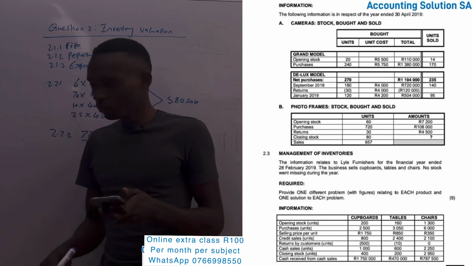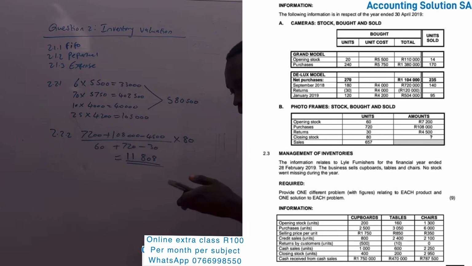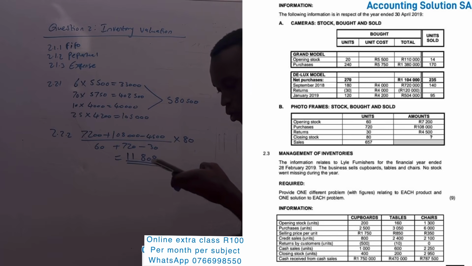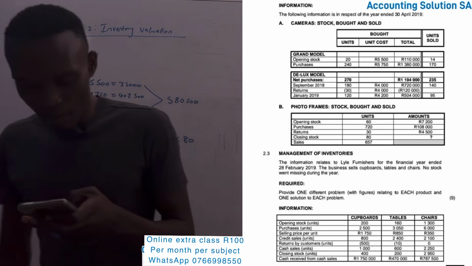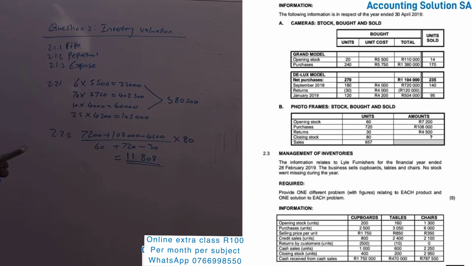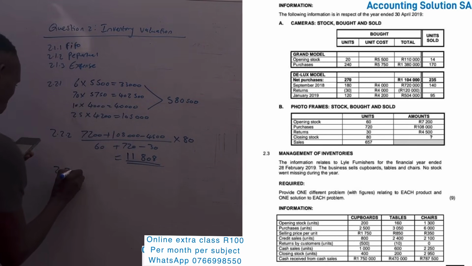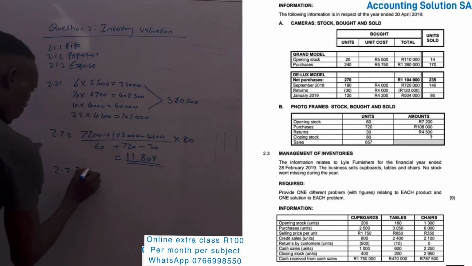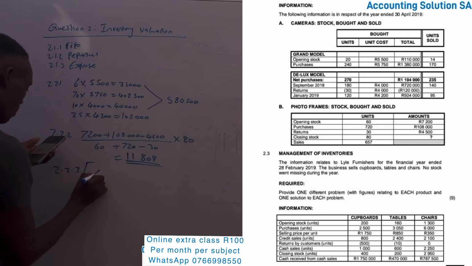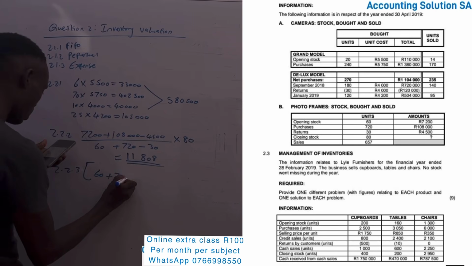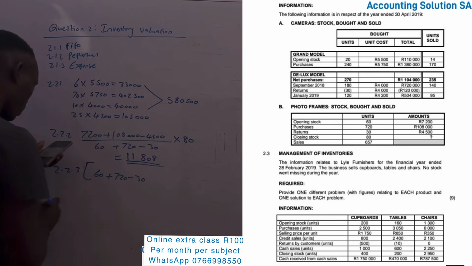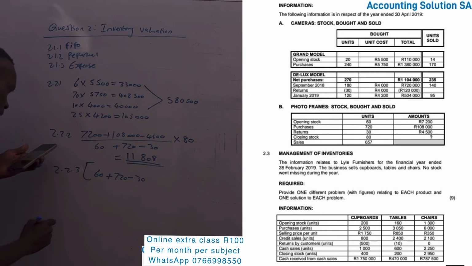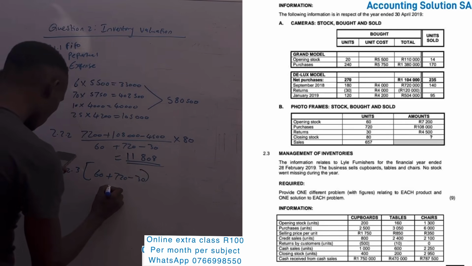Okay, the next one. The owner suspects that photo frames are being stolen. Provide the calculation to confirm this. 2.2.3, we have to confirm. So if you check at the beginning, we are going to use this formula: opening of 60 plus 720 minus 30. Then after that we're gonna get a net of 750.